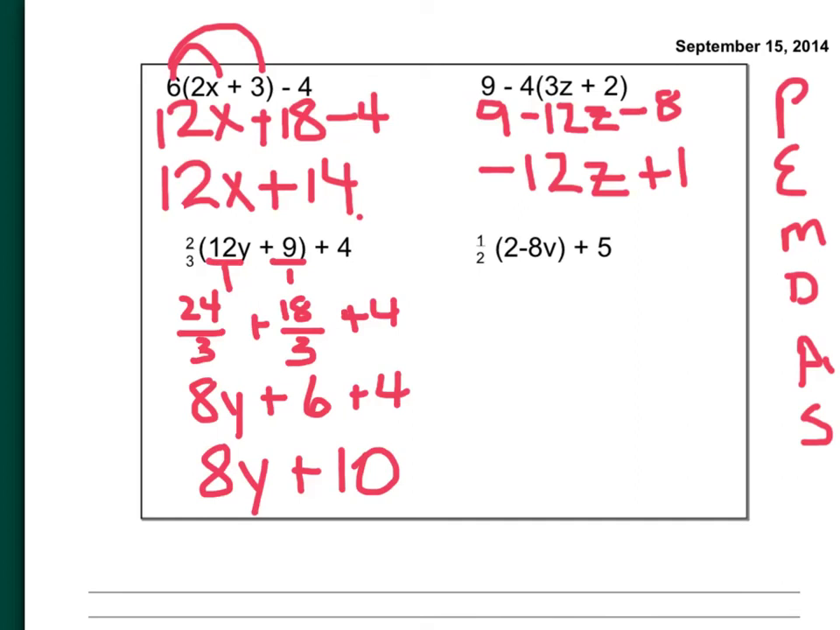Over here on the other side, we've got 1/2 times 2 minus 8v and plus 5. So let's go. 1/2 times 2. What's 1/2 of 2? 1. Minus, what's 1/2 of 8v? What's 1/2 of 8? 4, right. And then we've got our plus 5. Now we've got no other v's that we see, so we write down negative 4v. And we've got a 1 plus a 5, which gives us 6.